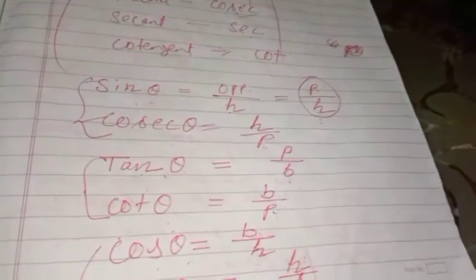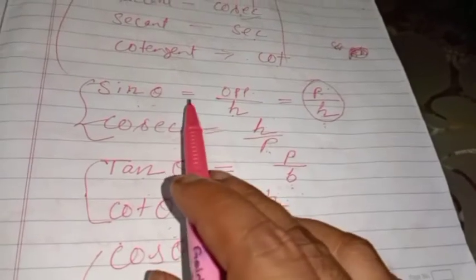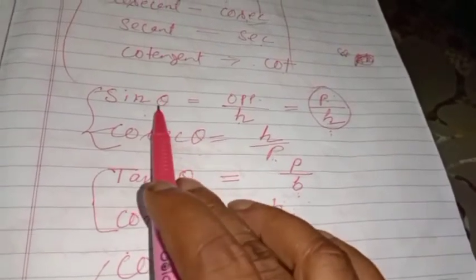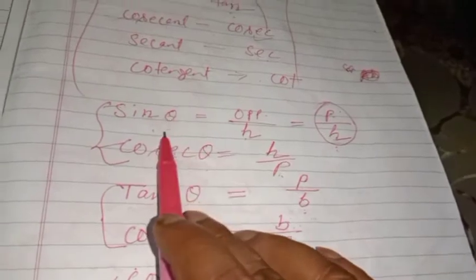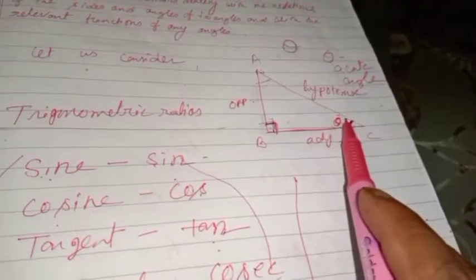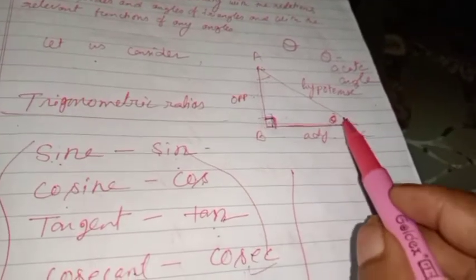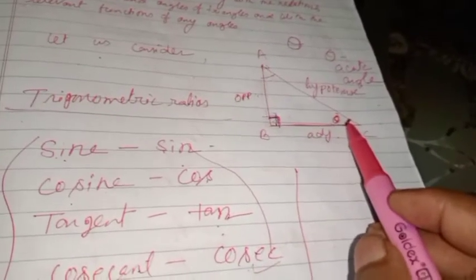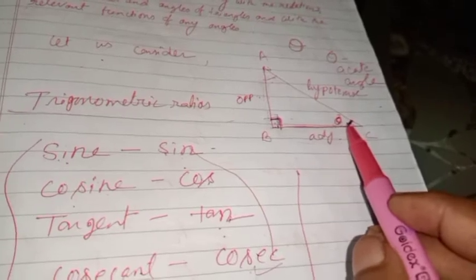These are the 6 ratios. Don't forget the reciprocals. The reciprocal of sin theta is cosec theta, and the reciprocal of cosec theta is sin theta. Understood? So if you take out the trigonometric ratios for angle A, then AB will become the base and this will become the perpendicular. But we are taking angle C here. For angle C, we are taking out the trigonometric ratios. So I hope all of you understood these ratios. Okay. Next.